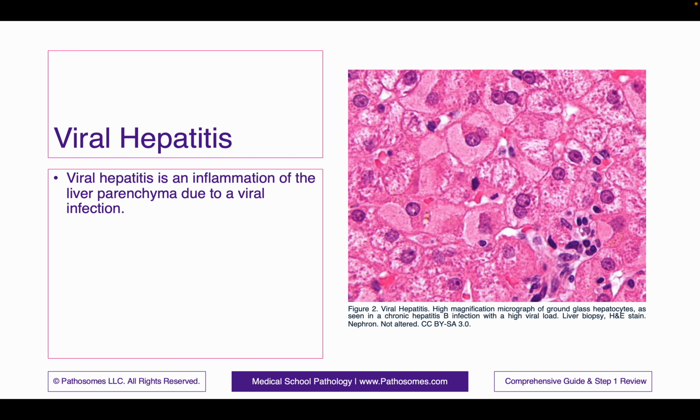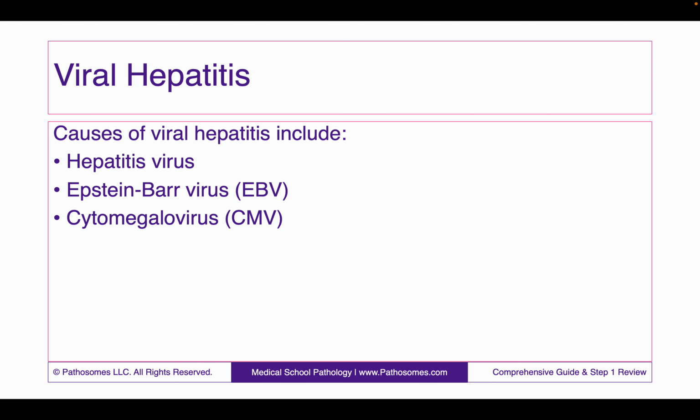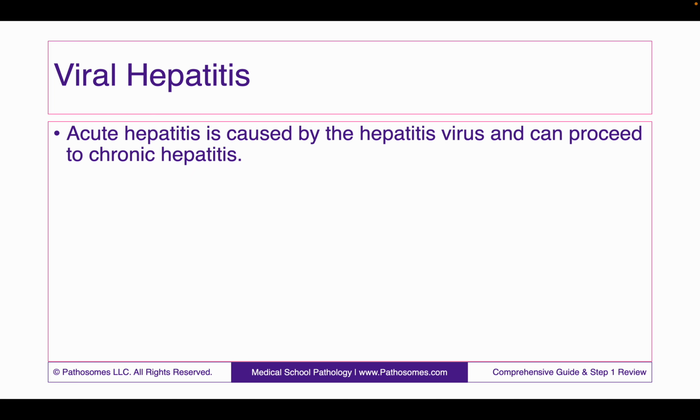Now let's get into some pathology. Viral hepatitis is an inflammation of the liver parenchyma due to a viral infection. Causes of viral hepatitis include the hepatitis viruses, as well as Epstein-Barr virus and cytomegalovirus, okay? Acute hepatitis is caused by hepatitis virus and can proceed to chronic hepatitis.